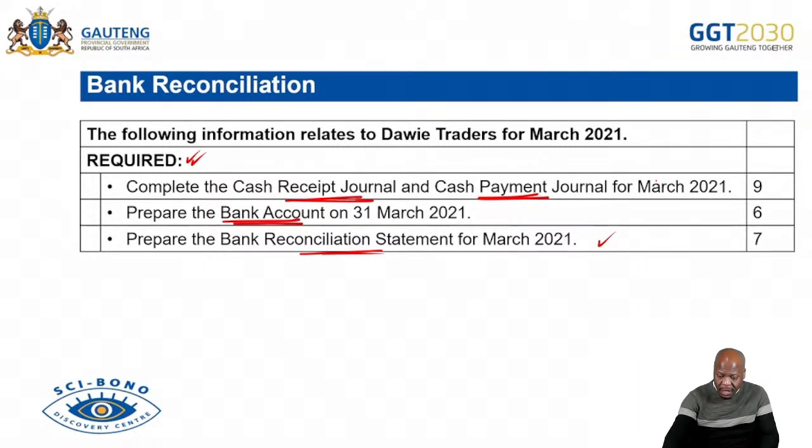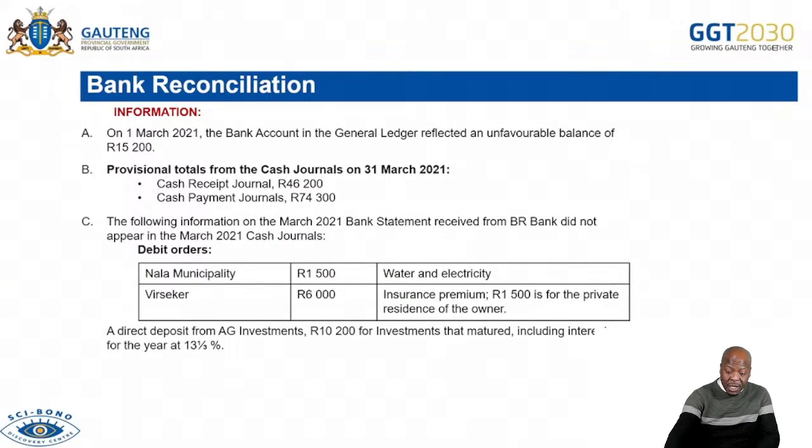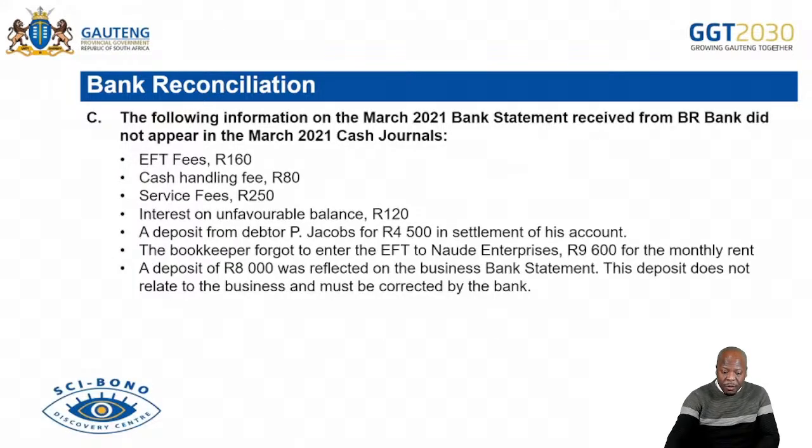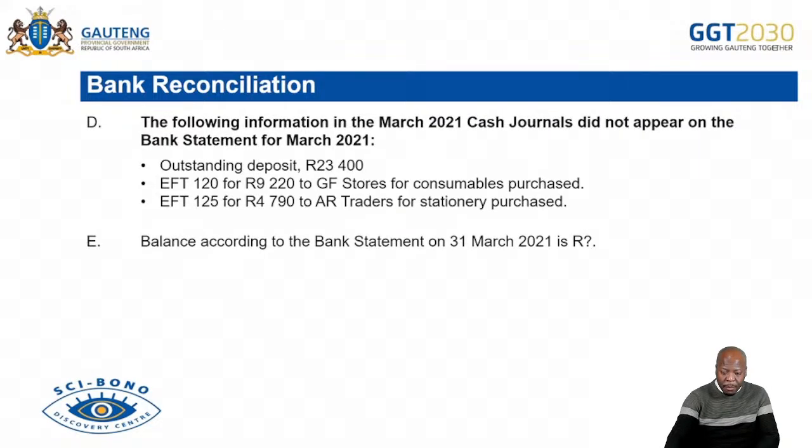Let's see, are we given any information? Here's the information that we're given. All right. And then we have more information here. There it is. All right, more information, and this is where the information ends. So we're going to use this information and record it in the journals, bank account, and in the bank reconciliation statement. And to do that, I'm going to do it slowly with you so that you get to understand exactly what it is that I am doing.